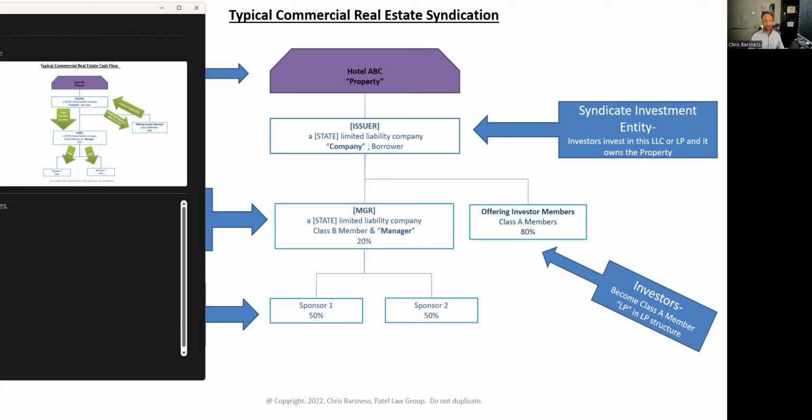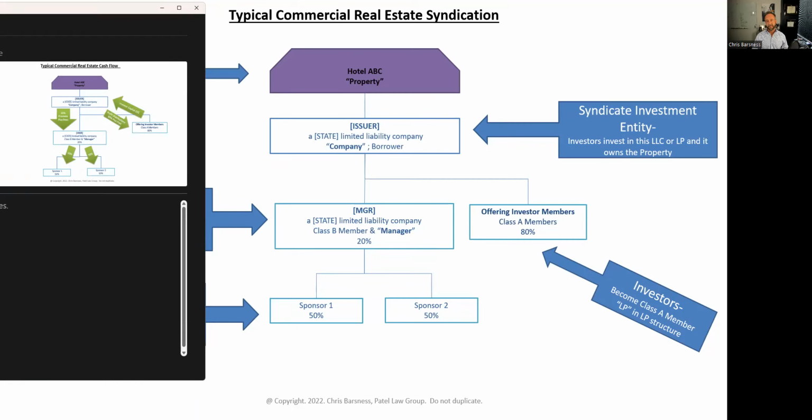This is an org chart of a typical real estate syndication. On the top is the hotel. Let's say you're acquiring hotel ABC, that's the asset. Underneath that is what's called the issuer. That's the company, usually an LLC or a limited partnership, and that's where the investor capital goes. That's the borrower on a loan, and it's going to be the owner of the property.